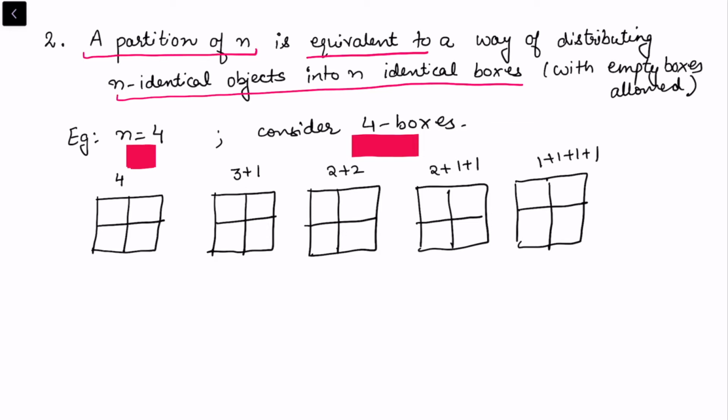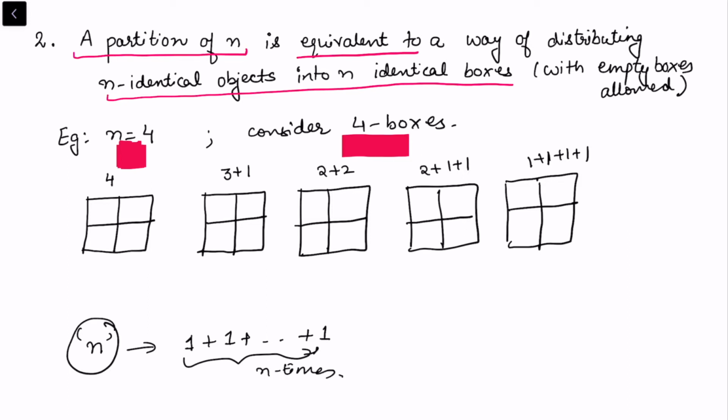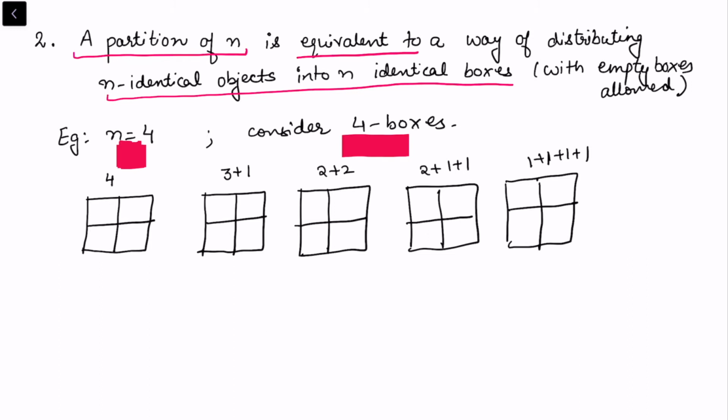Now, if a part is of size n equal to 4, that means the maximum number of boxes that we can allow is 4, because the least value for a part is 1. So, if you take any number n, one of the corresponding partitions is 1 plus 1 plus 1, repeating n times. A part of size n can go in a maximum of n boxes, and that's how we are trying to relate this to the distribution problem of n identical objects into n identical boxes.